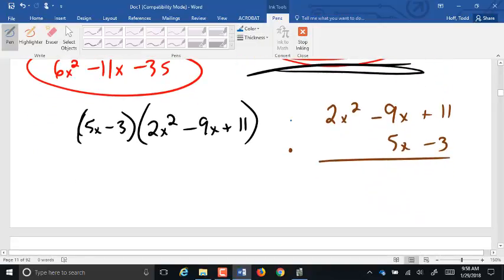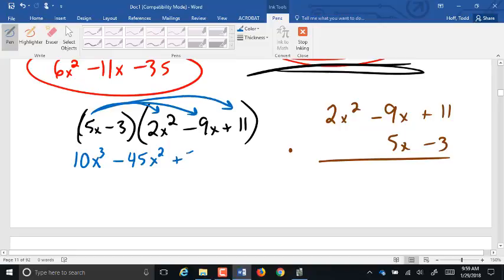What we're going to get, I'm going to do the FOIL. 5x times 2x is 10x to the third. 5x times negative 9x. What's 5 times 9? 45. So we have negative 45x squared. And 5x times positive 11 is a positive 55x.